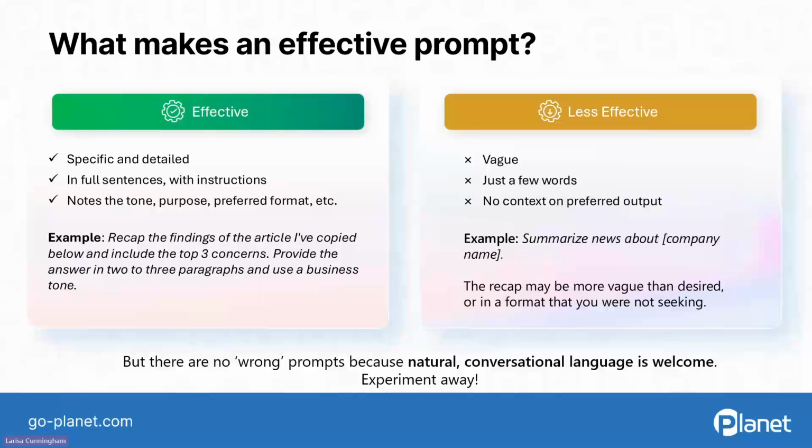So on the screen here, you'll see the example: recap the findings of the article I've copied below and include the top 3 concerns. Provide the answer in 2 to 3 paragraphs and use a business tone. I hope you can imagine how much more effective that will be versus the counterpart on the other side, which is just: summarize this news article. That is going to give you something back, but it's not going to be as tailored to what you truly wanted. So if we're vague and just use a few words and don't provide any context, we're very unlikely to reach the best results that we could.